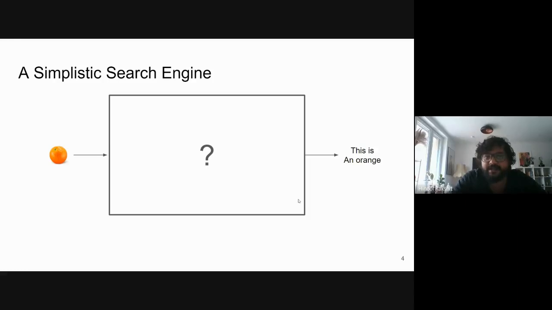All right. And in this search engine, we have a query. It's the picture of an orange, and we have an outcome. The outcome is the statement says this is an orange. Then the question is, what should be there in the database?